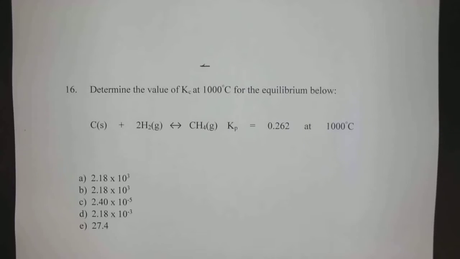Hello. Today I have the dubious pleasure of providing an in-depth explanation to the most missed question on Chem 1442 Exam 2, and it reads, determine the value of Kc at 1000 degrees Celsius for the equilibrium below. Solid carbon plus 2 hydrogen gas is in equilibrium with CH4 gas, and this reaction has a Kp value of 0.262 at 1000 degrees Celsius.